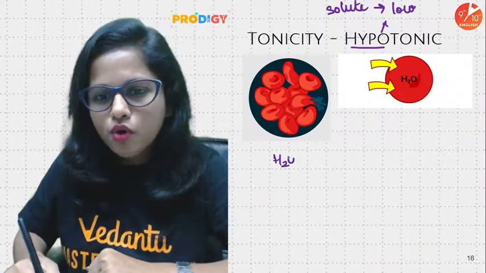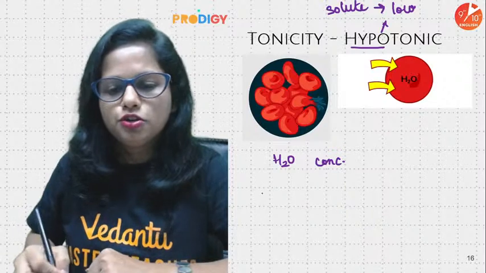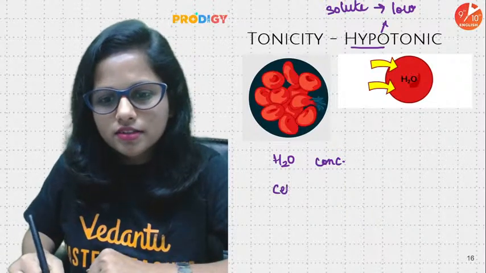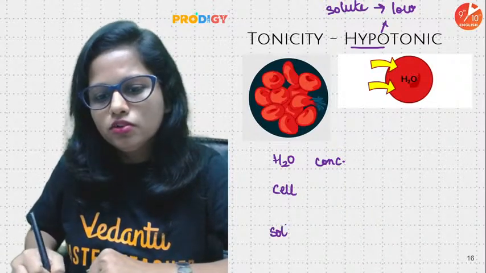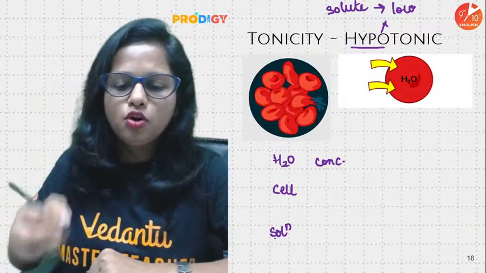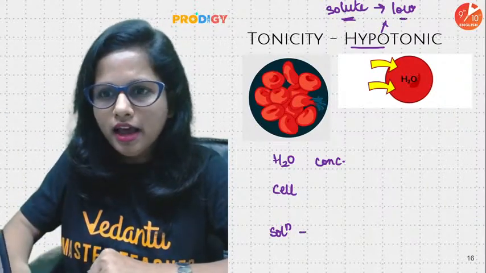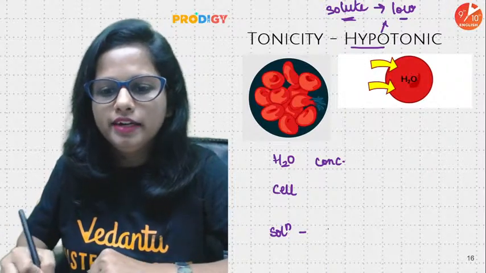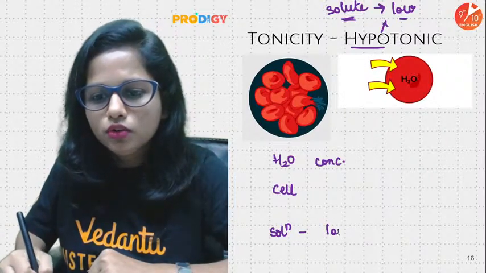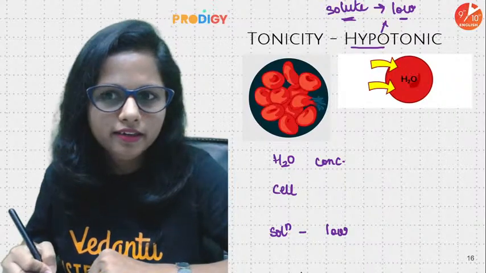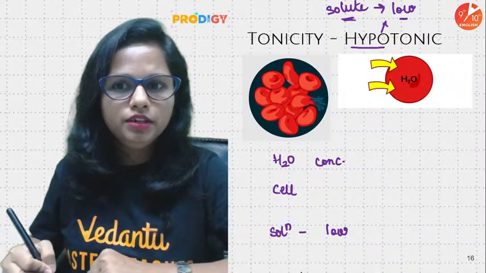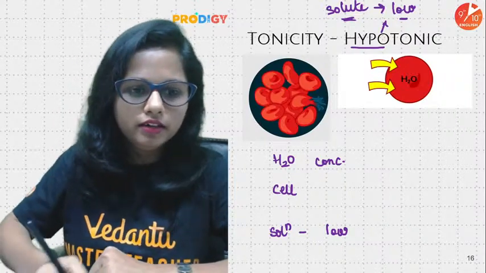So, water concentration in the cell and in the solution. If we talk about the solution, in the solution the solute is high, therefore the solvent will be low.